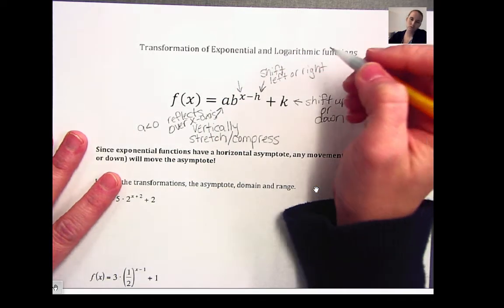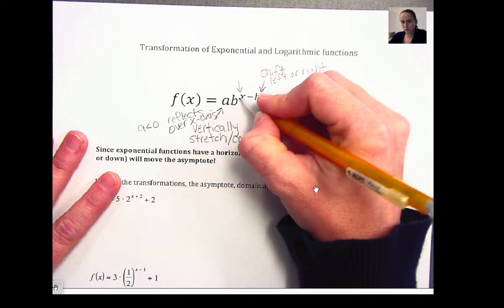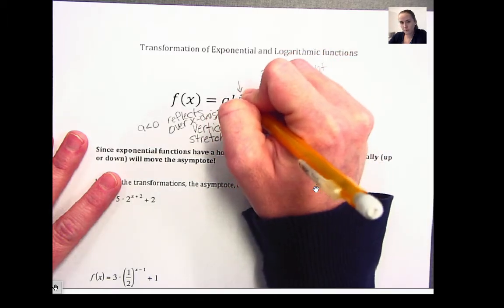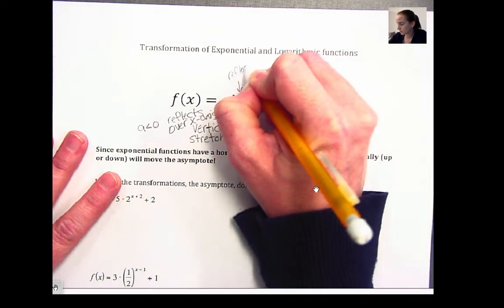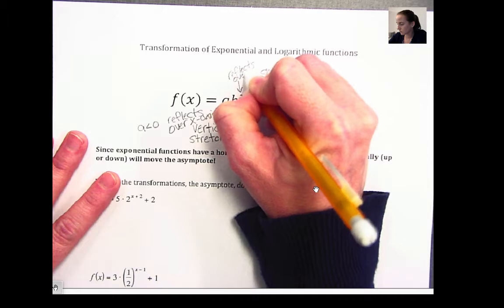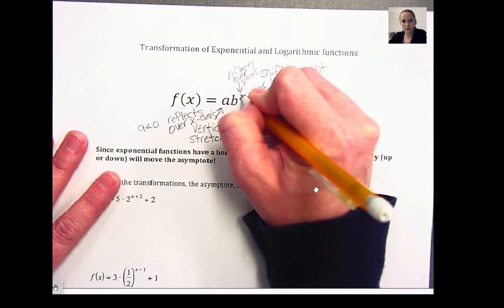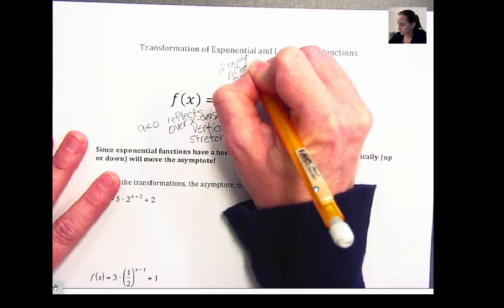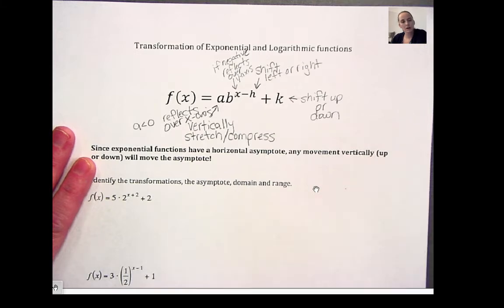So you could have horizontal stretches and compressions here, but we're not really going to focus on those kinds there. Maybe you might have a reflection here, so if there's a negative in front, we want to say it reflected over the y-axis. And that's, of course, if the value in front here is negative. All right, so what we're going to do is we're going to talk about some really important stuff and try to identify transformations that have taken place.